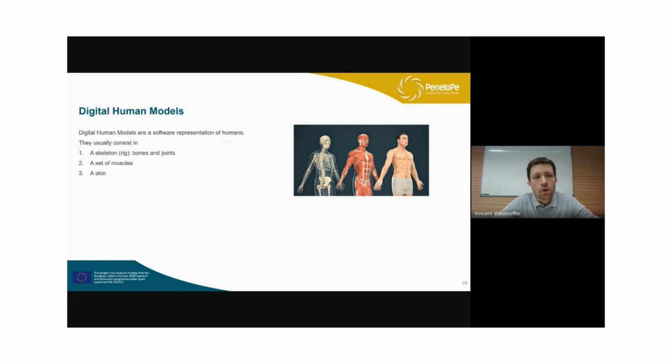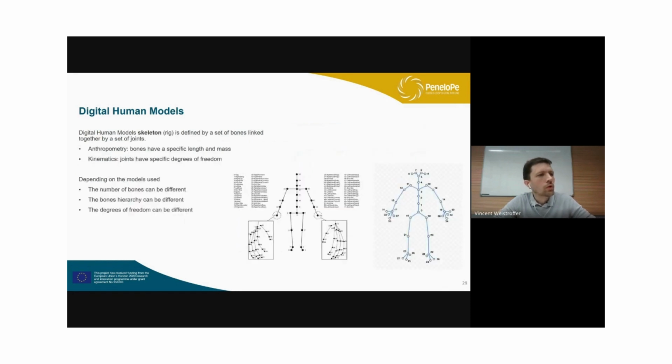So there are different kinds of digital human model. Some of them only consist of a skeleton, and some of them add a set of muscles and a skin on top of it. But the basic digital human models only use a skeleton, for example, and sometimes they put a skin on it. It really depends on the applications. First, we'll focus on the definition of the digital human model skeleton, or the rig. So as I said, it's a set of bones, and these bones are linked together by a set of joints.